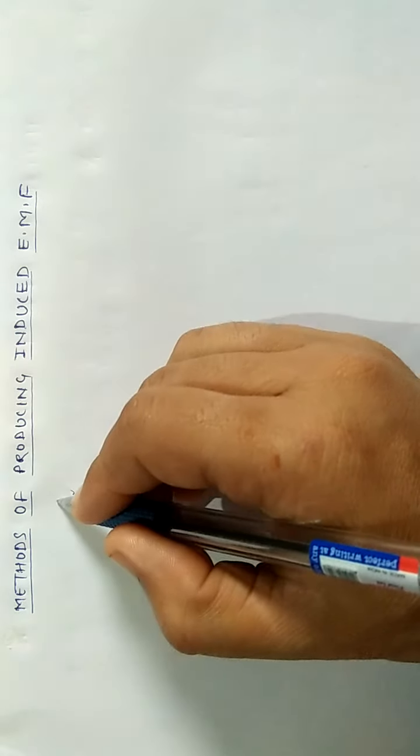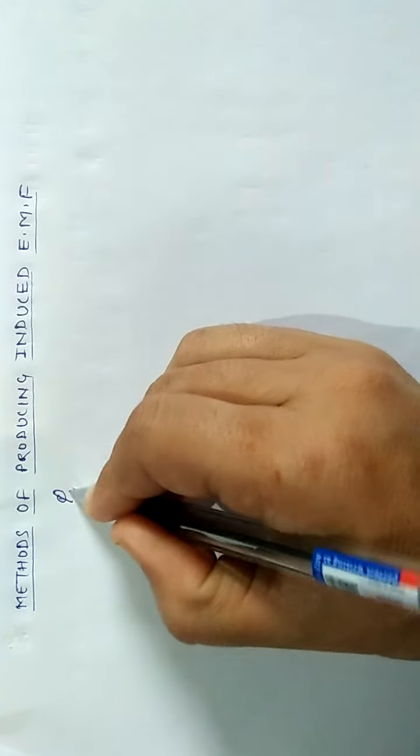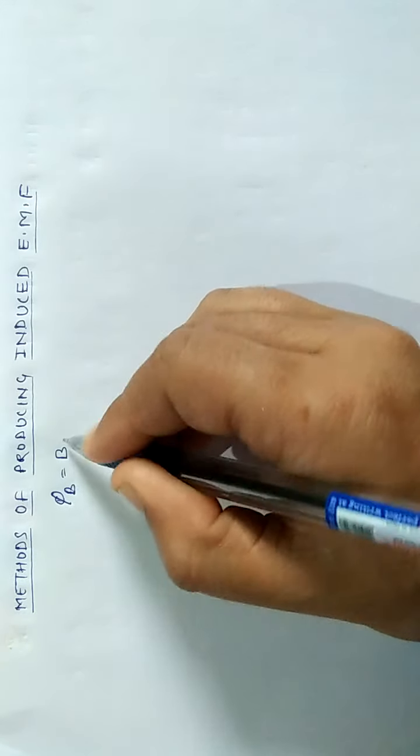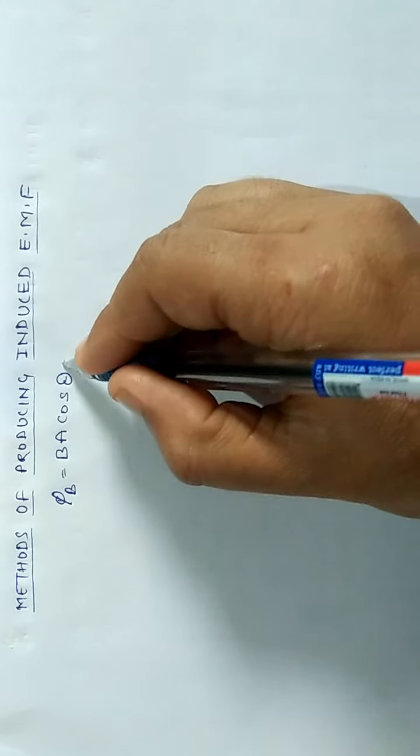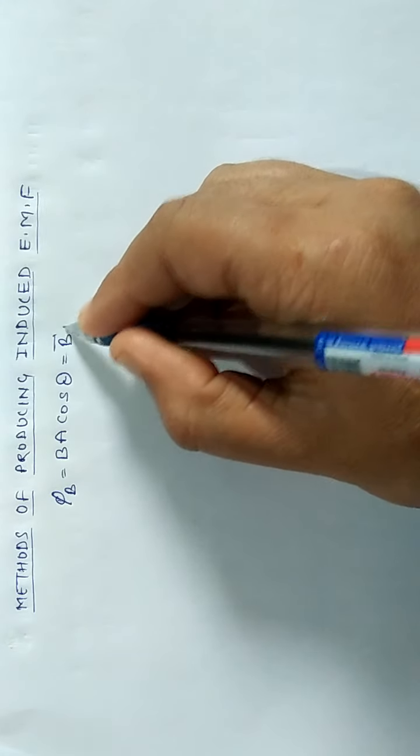Good morning, students. Today I am going to discuss the methods of producing induced EMF. The induced EMF can be produced by changing the magnetic flux linked with the coil. And we know that the magnetic flux phi B is equal to BA cos theta, which is equal to B dot A.